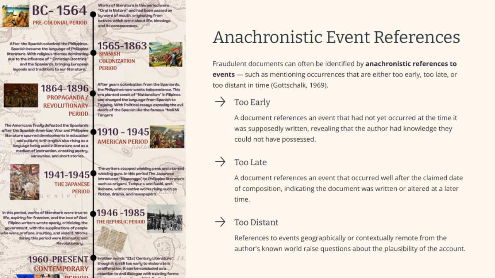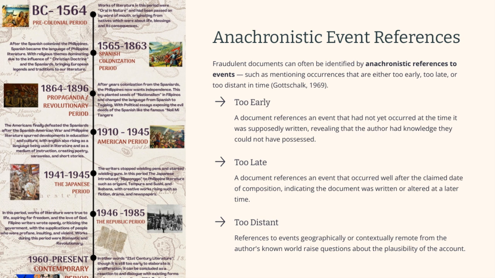When we encounter references to events that are geographically or contextually remote from what we know about the author's world, it raises questions about how plausible the account really is. It's like seeing a story about a place or event far removed from the author's known environment, something that makes us wonder if the account is accurate or perhaps fabricated.